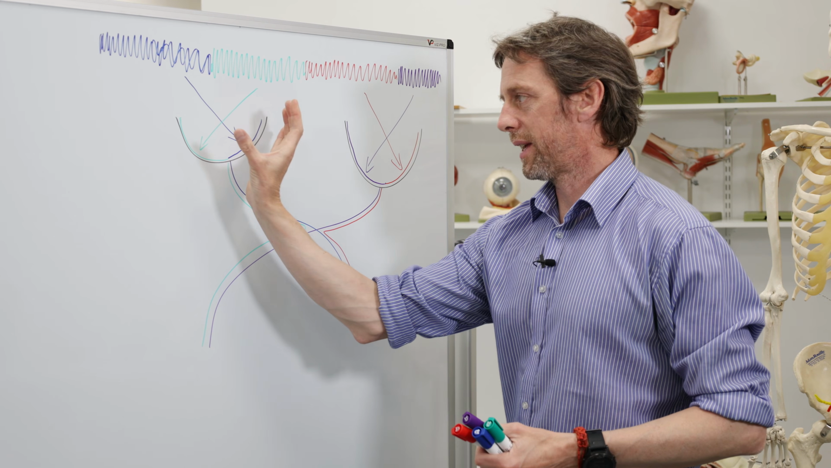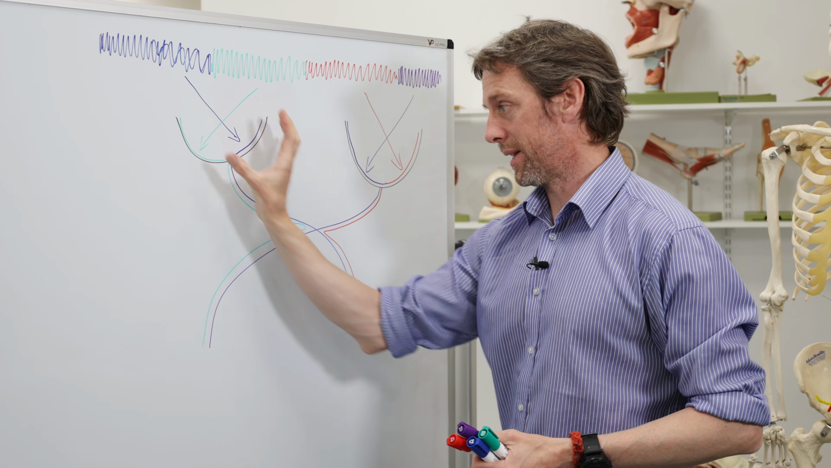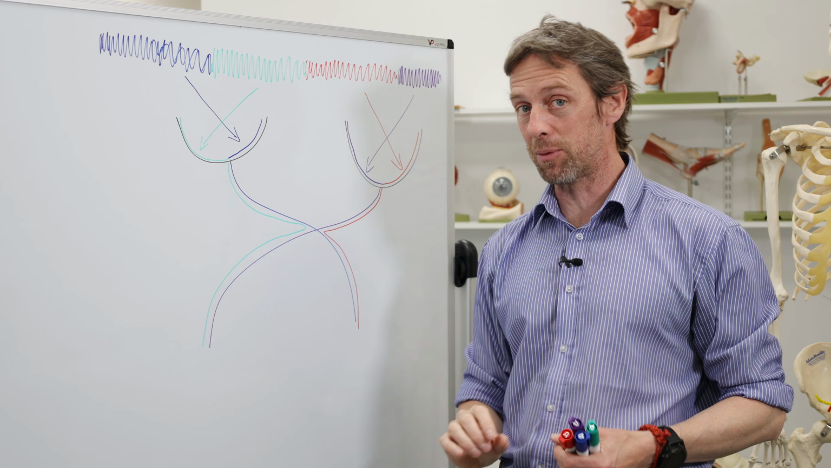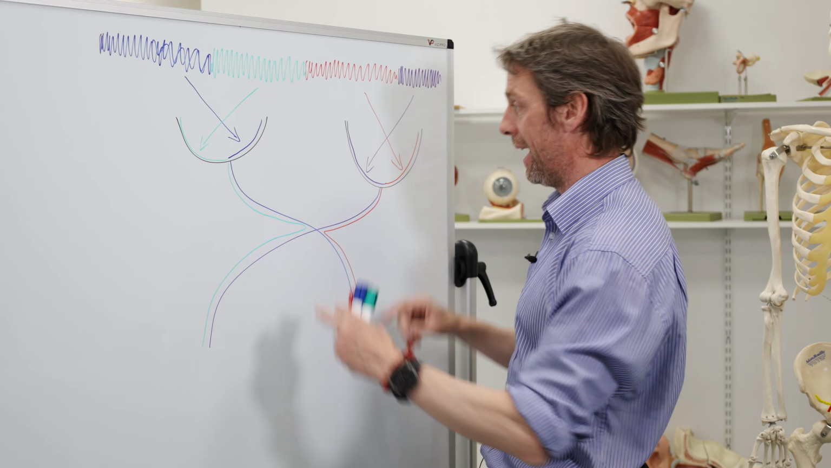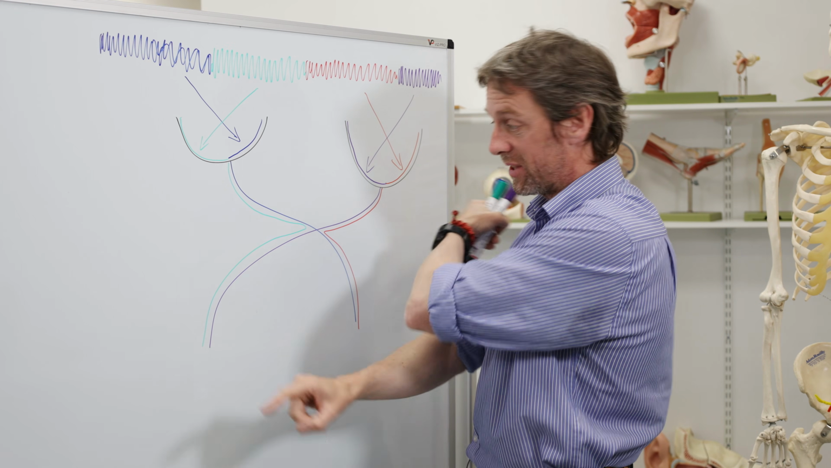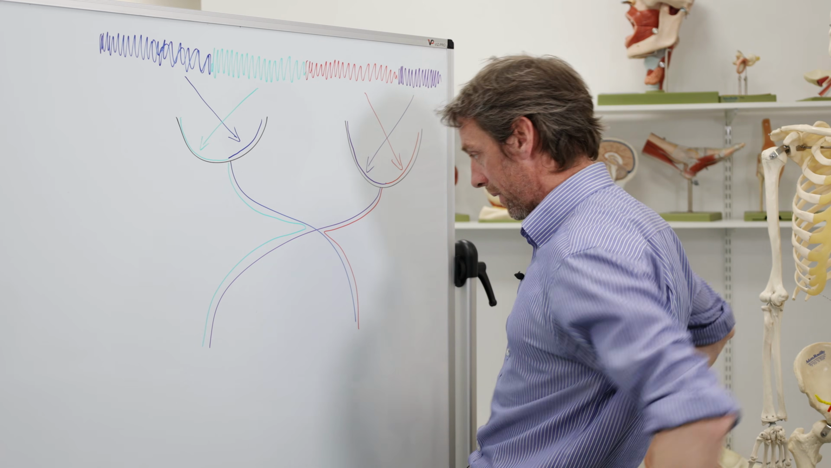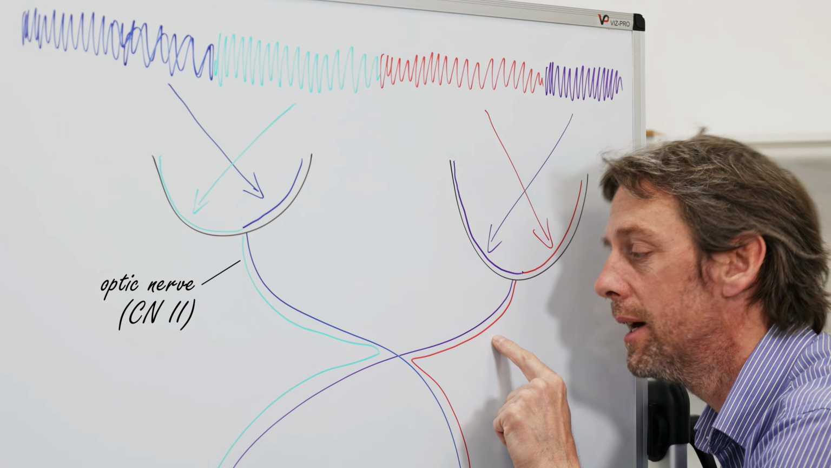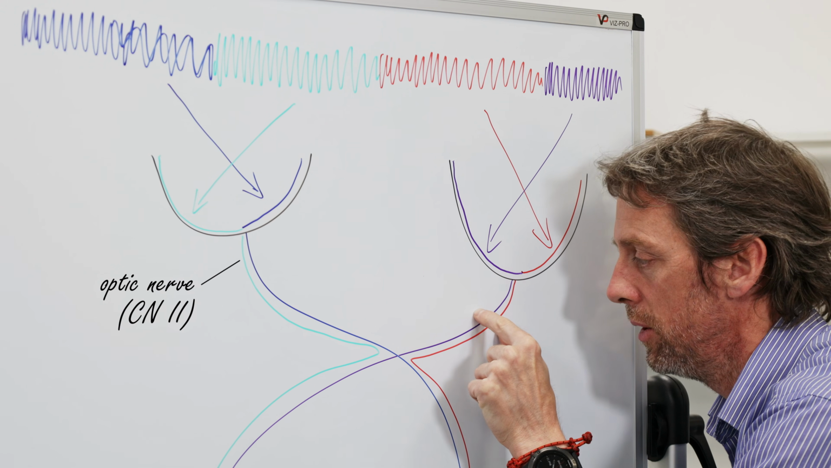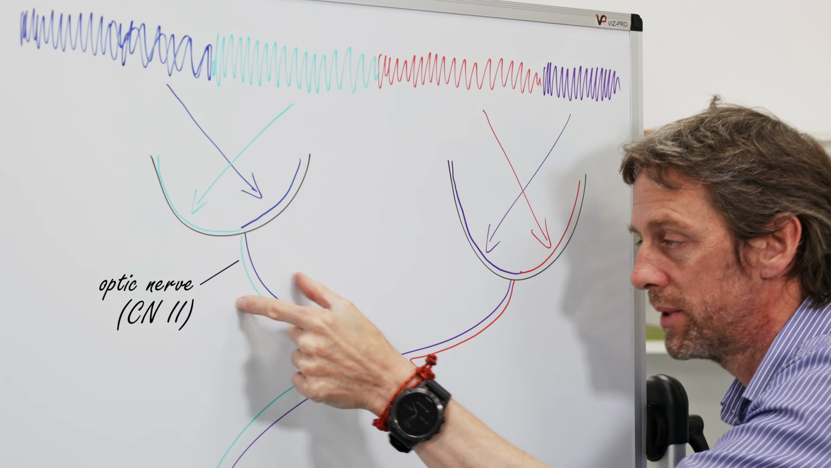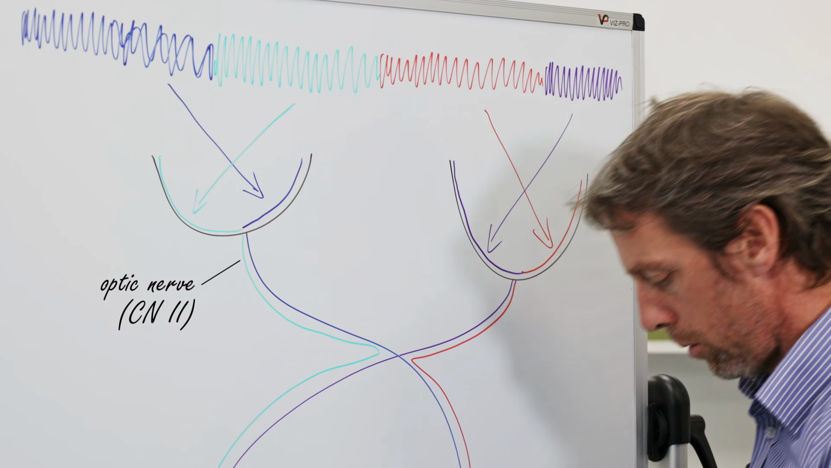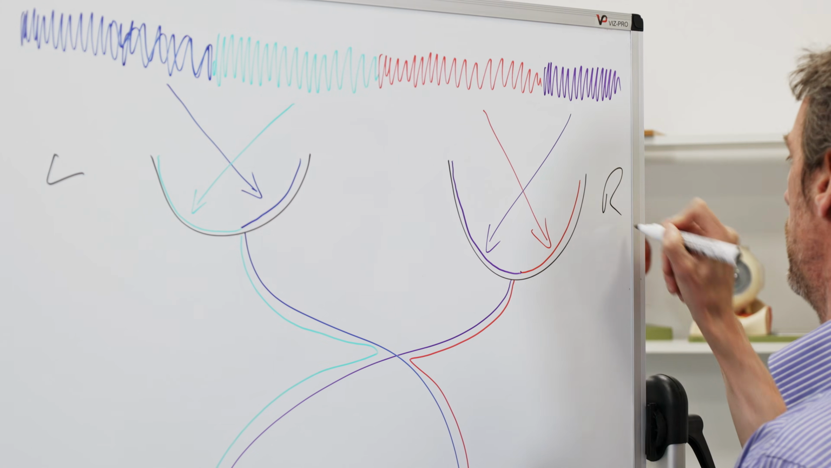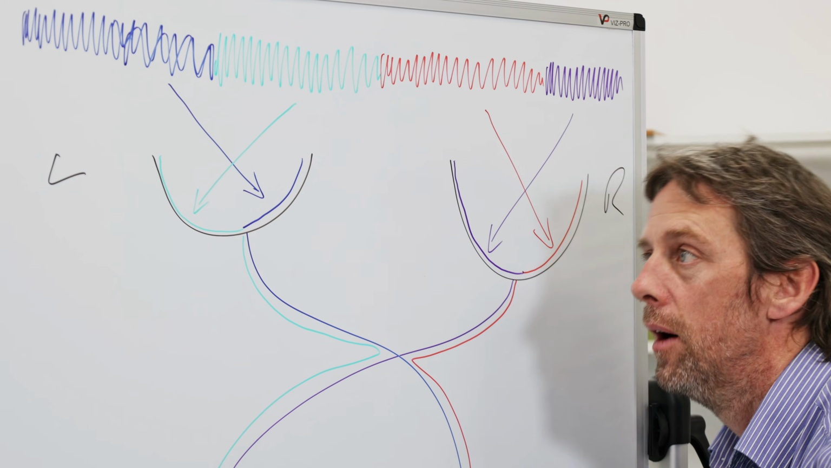So it's not a case that all of the light from the retina passes to the other side of the brain, or all of the light from the retina stays on the same side of the brain. It's worse than that. Some of the light crosses to the other side of the brain, some of the light stays on the same side of the brain. So what have we made here? This is the optic nerve, and this is the optic nerve. And we'll call this the left side and this the right side, okay?